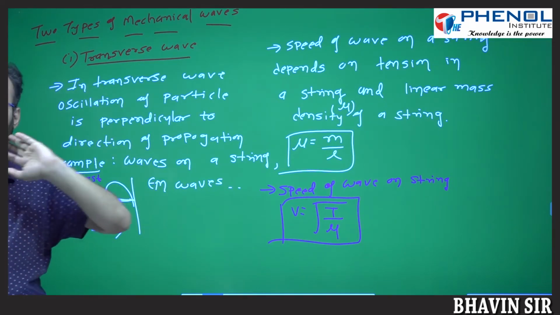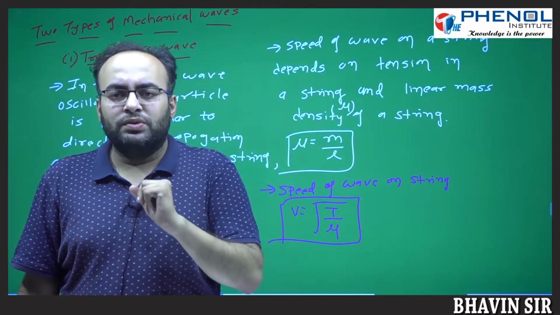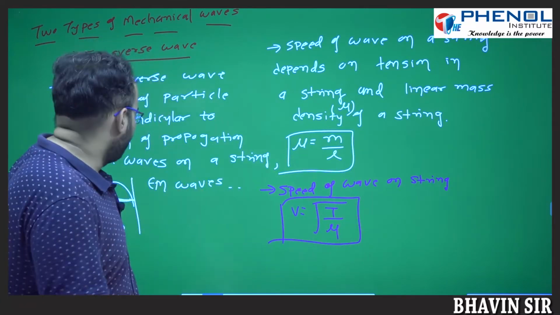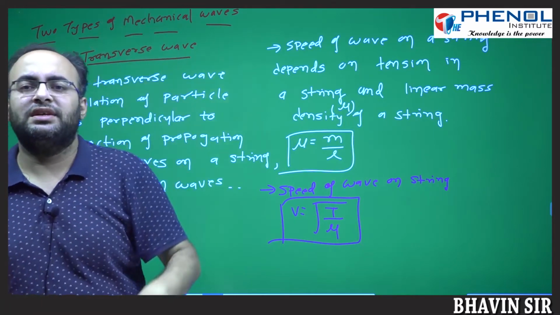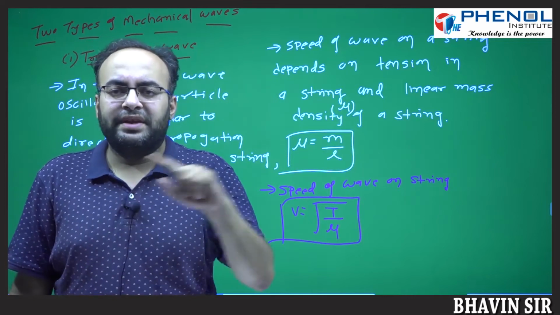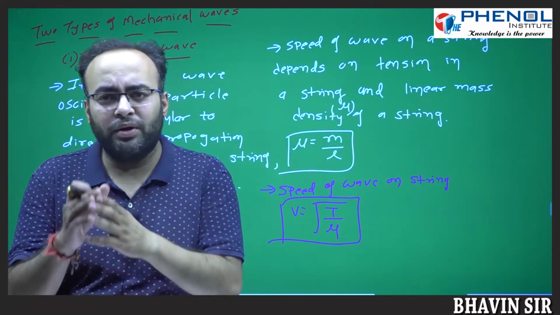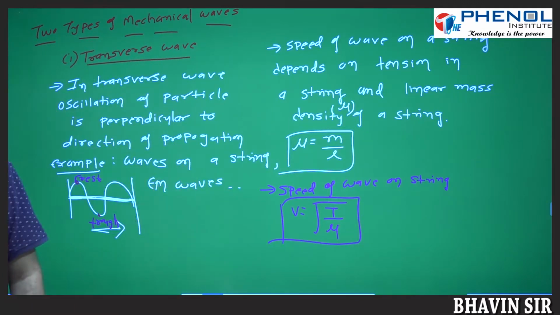Oscillation of particles is perpendicular to the direction of propagation. This is the direction of propagation, horizontal, and oscillations of particles are perpendicular to it. Such types of waves are known as transverse waves. So now students, we discuss numericals and MCQs based on this.